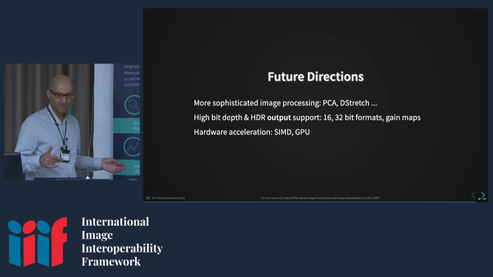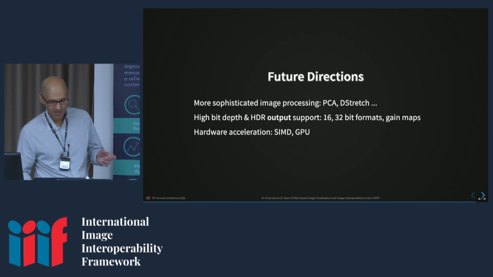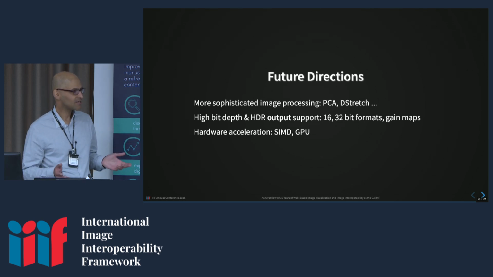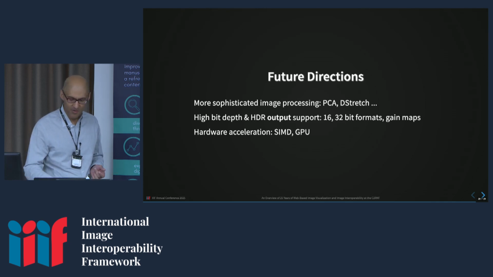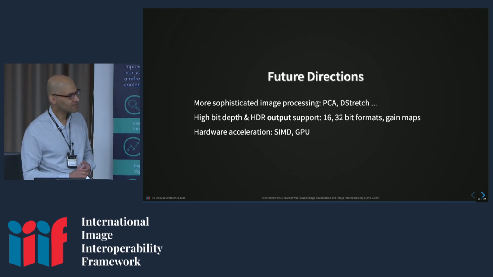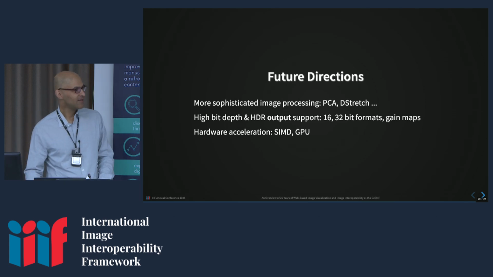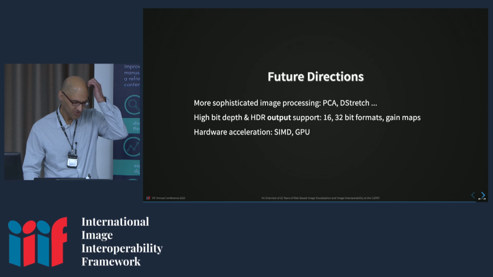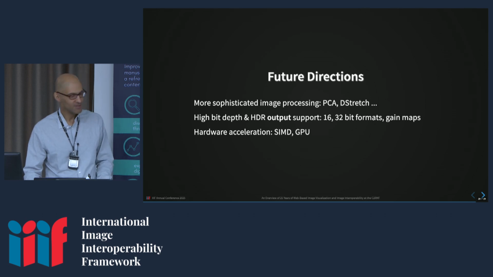Just the last thing on future directions for IPMage. In terms of these qualities, things like PCA and de-stretch, which is used in the archaeology field, could make interesting future qualities. We're going to look to support HDR output, like 10-bit and other high dynamic range output forms, and look at using hardware acceleration such as GPU acceleration using CUDA, things like that, for the image processing function.